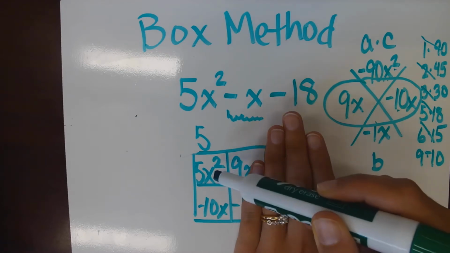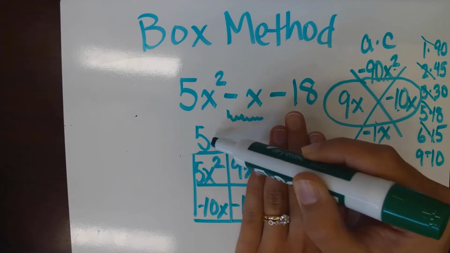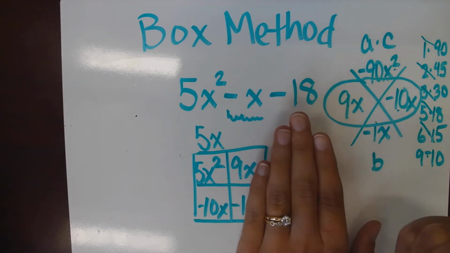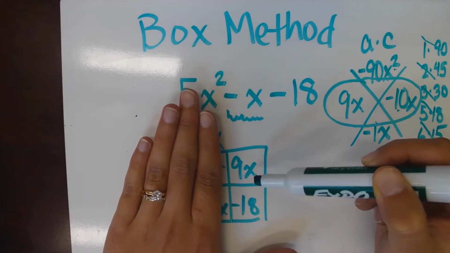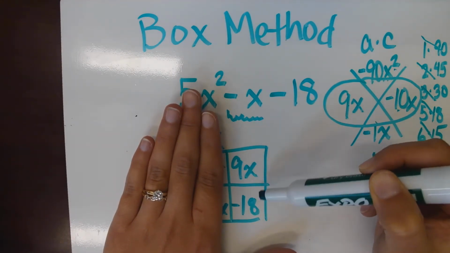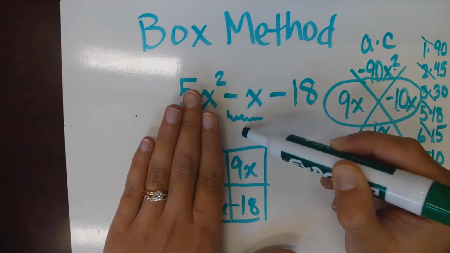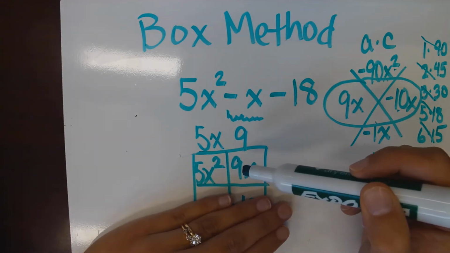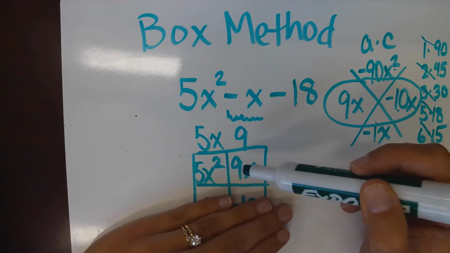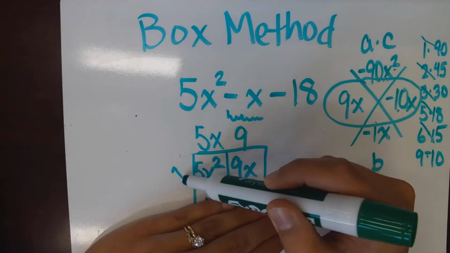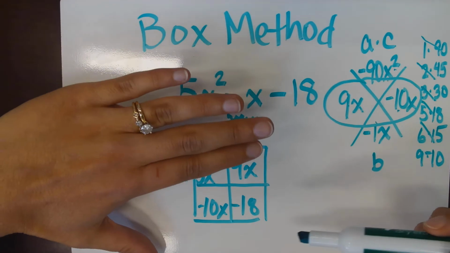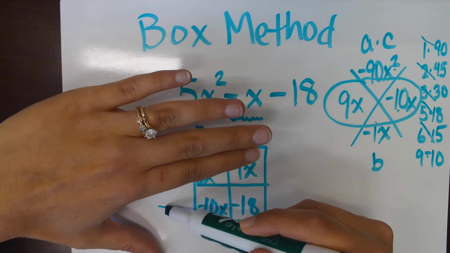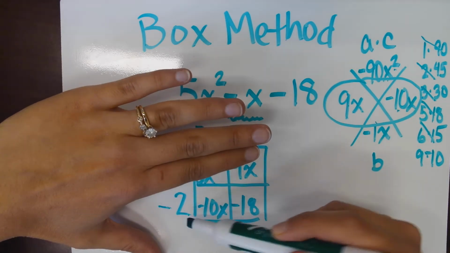Also look at your variables. If they both have the same variable, that can also factor out. So we can't take out x squared because this only has one x. 9 and 18, 9x and 18, they both do not have x, but we can divide 9 out of both. Now looking here, 5 and 9, there is nothing in common, so 1 would be the GCF, but they both have an x, so it would be a 1x. And then down here we have negative 10 and negative 18. Since these are both negative, I'll take out a negative, and 2 can go into both.